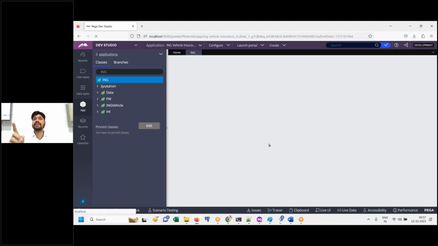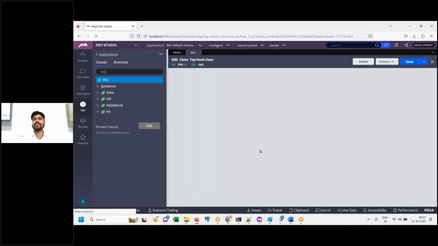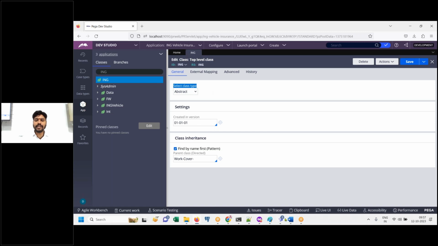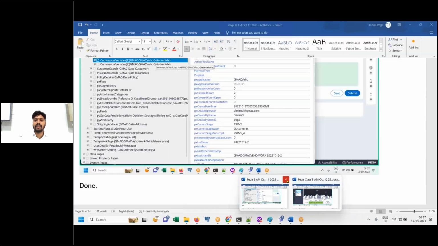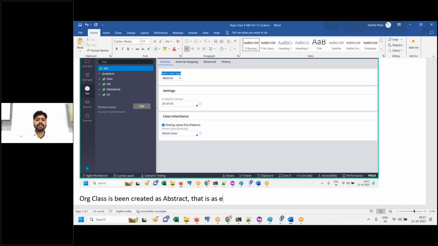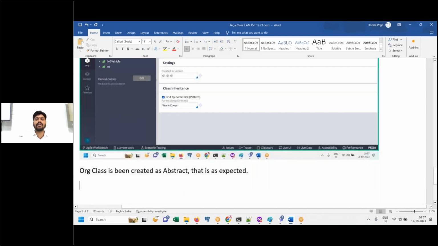Single click will not help. Right click and go to definition. You see it. Did I choose it or is it already there? By default, when Pega is created, it is created like this. So the org class is created as abstract. That is as expected. As expected, yes or no?